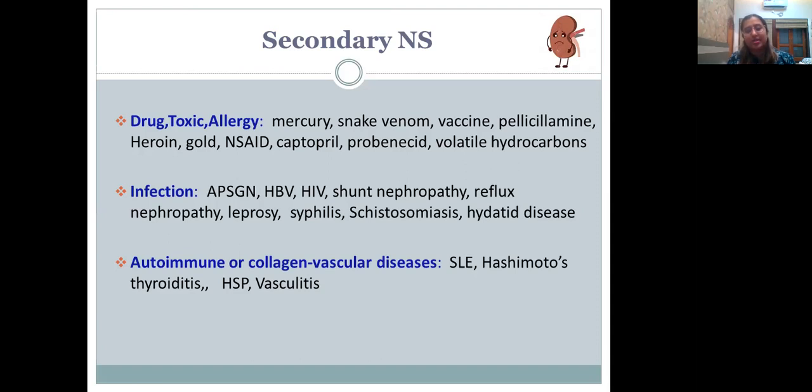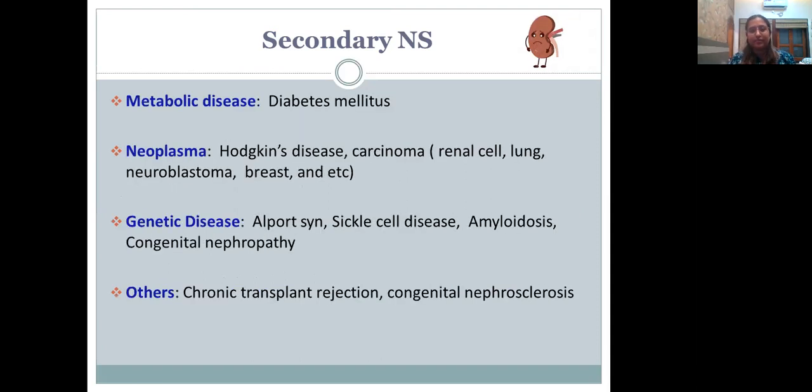post-streptococcal glomerulonephritis, or more commonly it is seen associated with hepatitis B virus infection or HIV, or in cases of shunt or reflux nephropathy, leprosy, syphilis, schistosomiasis, and even in case of hydatid disease. And autoimmune or collagen vascular disorders, so autoimmune causes could be because of hypothyroidism or Hashimoto's thyroiditis, HSP, and even more commonly in cases of SLE.